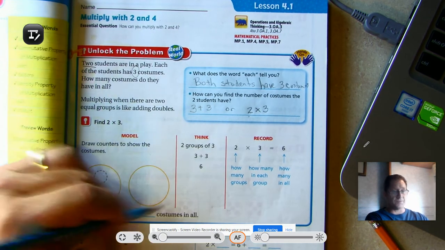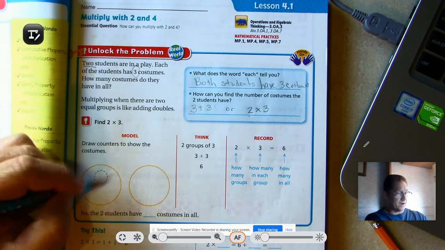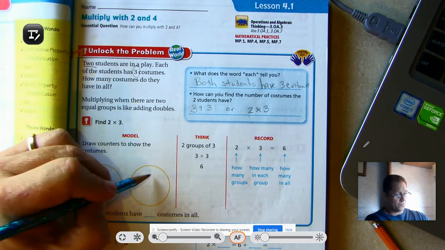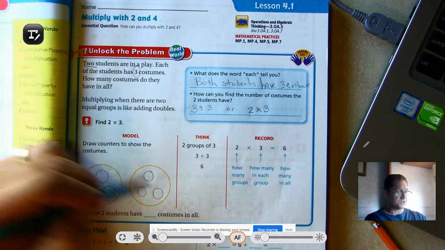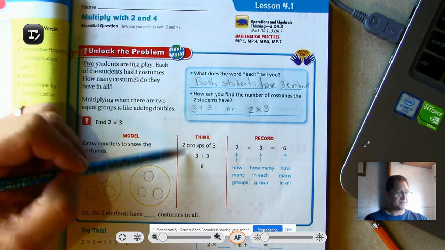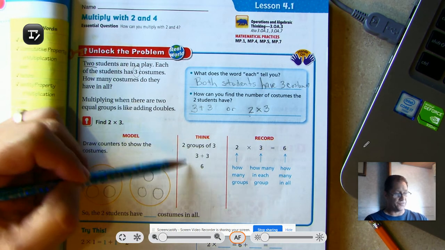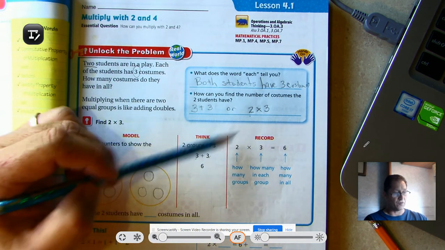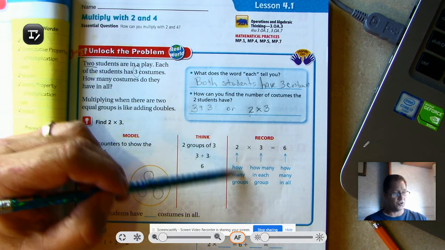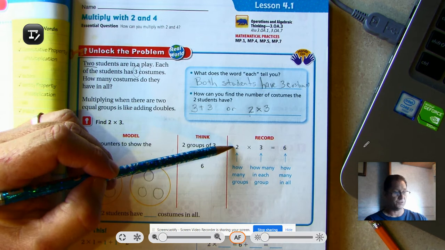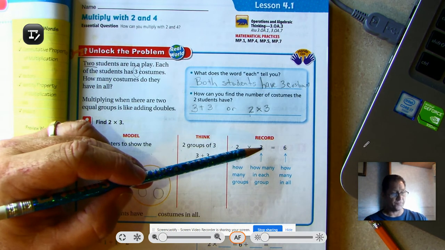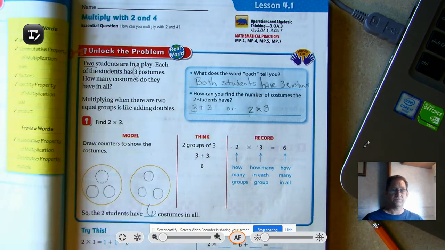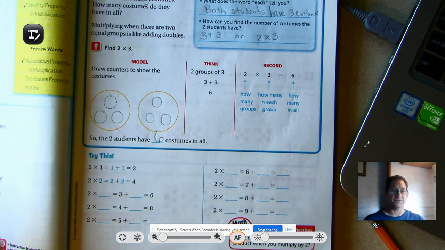So the 2 circles represent the students. So I have 1, 2, 3 costumes. 1, 2, 3 costumes. So that's the same thing as saying 3 plus 3. 2 groups of 3 is 3 plus 3, or 6. I can also record it as a multiplication problem. How many groups? 2. The 2 students. How many in each group? 3 costumes. How many in all? 6. So 2 students have 6 costumes.